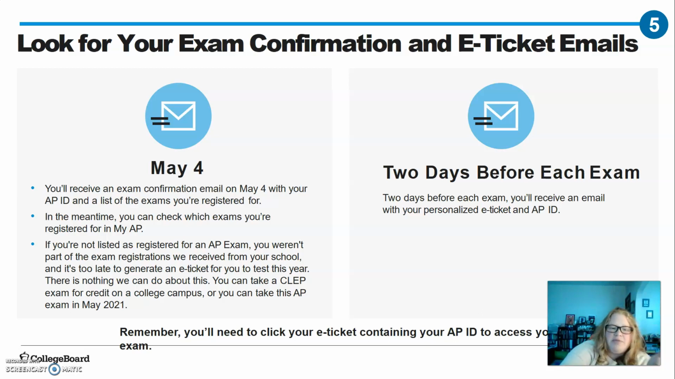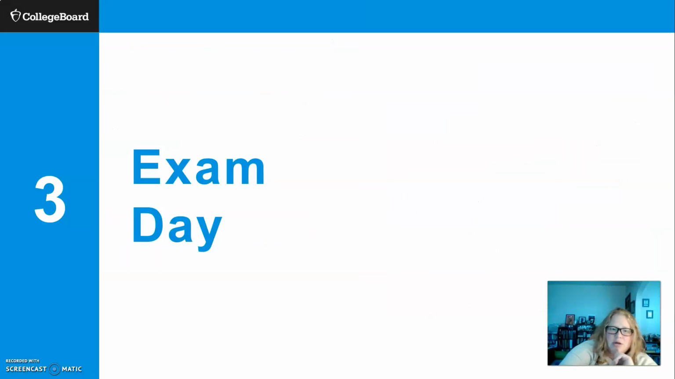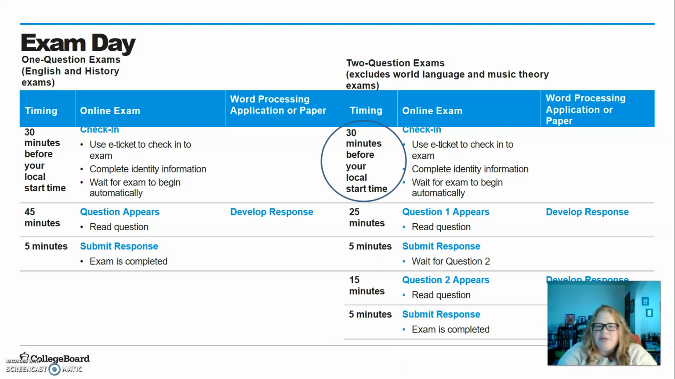Okay, so May 4th, which was Monday, you should have gotten an email to confirm your APID, and then 48 hours before your exam, you're going to get an email with your entrance ticket. Okay, exam day checklist, make sure you have your APID code. And on exam day, this is super important, 30 minutes before your local start time, so 3:30 on the 18th, you need to click on that exam ticket, open that exam, and get signed in.